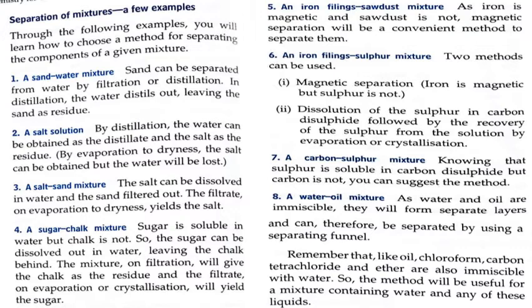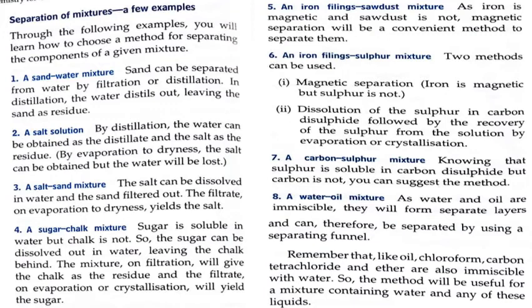Iron filings sulfur mixture, in this also magnetic separation, and dissolution of the sulfur in carbon disulfide followed by the recovery of sulfur from the solution by evaporation or crystallization. Carbon sulfur mixture, knowing that sulfur is soluble in carbon disulfide but carbon is not, you can suggest the method. You can suggest whichever method you feel suits this.